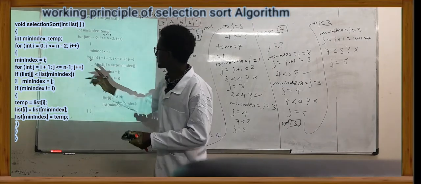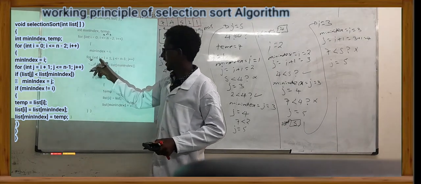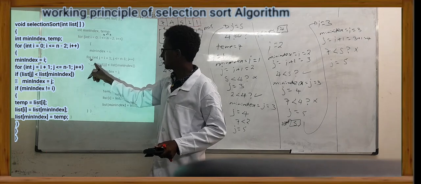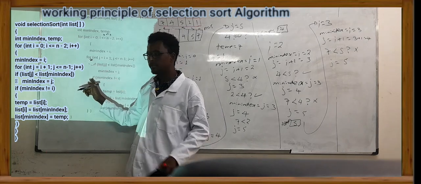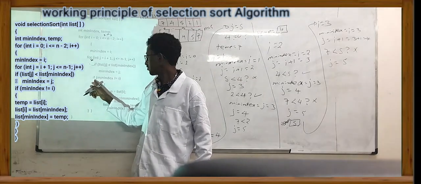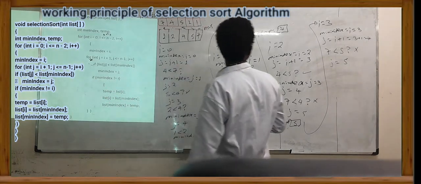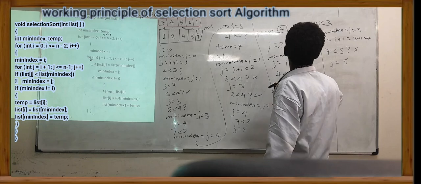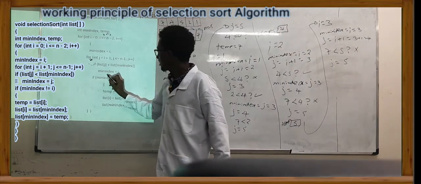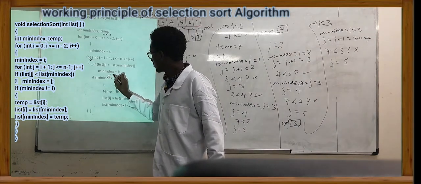Therefore, the next line of the for loop is not executed. That means this and this one, and we proceed to the if statement: min index not equal to I. Min index is 3, I is 3. 3 not equal to 3.